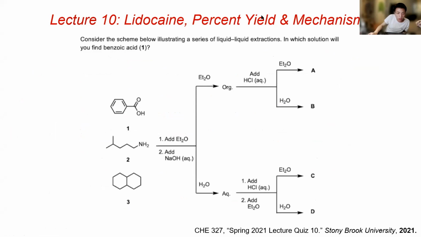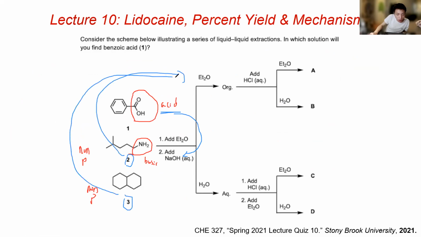This one is from a lecture quiz, I believe, yes. And we pay attention to the functional groups. This one's nonpolar. This one's nonpolar too, and basic. This one's acidic, which means that our acid will be really happy to react with sodium hydroxide. And everything else will go to the nonpolar layer. So we have 2 and 3.